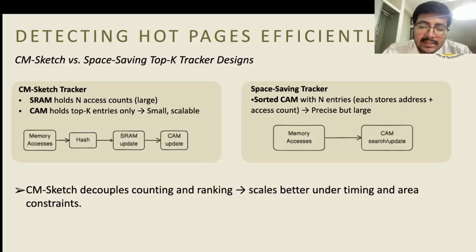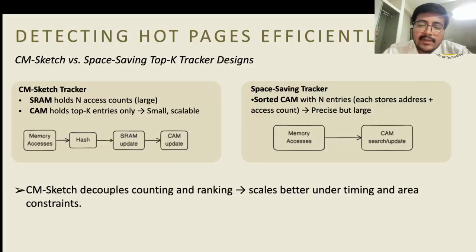A key challenge in page migration is detecting hot pages both quickly and efficiently. We compare two tracker designs, the CM Sketch Tracker and the Space Saving Tracker. In CM Sketch, SRAM is used to store access counts, while CAM keeps only the top entries, making the design compact and scalable. The Space Saving tracker, on the other hand, maintains a sorted structure that tracks every address and its access count. This provides higher precision but at the cost of significantly larger area and power consumption.